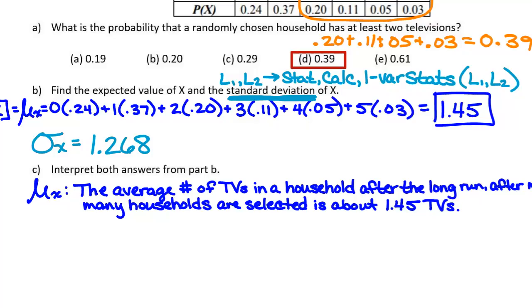So that's the idea that I'm getting at here, is that if you select a lot and find the average, select a lot and find the average, select a lot and find the average, and then we average all of those. So in the long run, when we do this over and over, or another way to think about that is if I keep adding more households to my sample, the more and more households that I add, the closer and closer the average for my group is going to get to 1.45. Does that help a little bit?